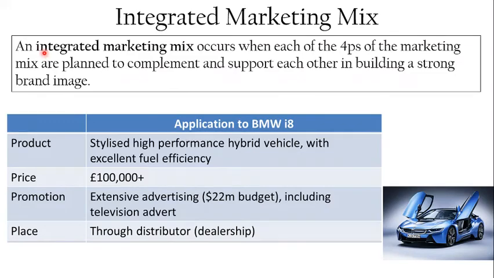The final concept is having an integrated marketing mix. An integrated marketing mix is where all the elements of the 4 pieces of the marketing mix work together. So this is a BMW i8, an electric car, a high performance hybrid vehicle. The price is very expensive, it's had extensive advertising, including a television advert, and it's distributed through a BMW dealership where you receive very high levels of service. The high price, the stylish design, the way in which you buy the car through a high-end dealership, all of these combine to make sure that the i8 should be a successful product.